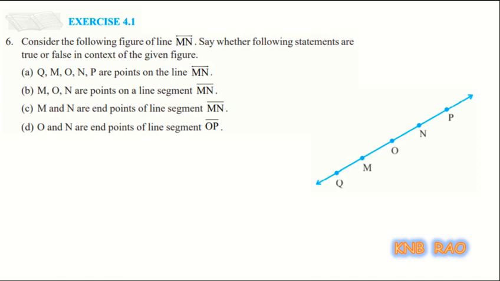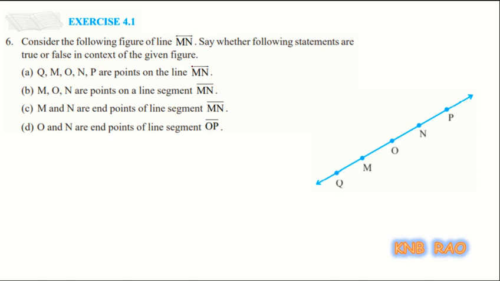In this question number 6, consider the following figure, line MN. I have got line MN here. It can be named in many ways because there are 5 points on it. Say whether the following statements are true or false in the context of the given figure. Using this figure, you have to tell.